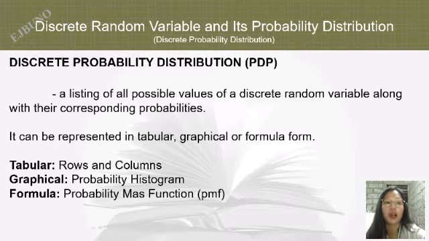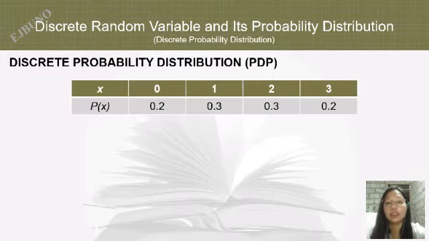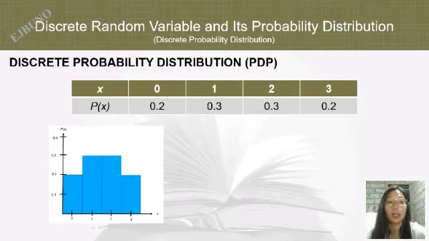The formula is the functional form of representation of a discrete probability distribution. It is usually called the probability mass function, or PMF. So, this is a discrete probability distribution. Yung x sa taas, that is the possible values, while the P of x, that is the corresponding probabilities. Then, the table is the example of tabular, while the graph is graphical, and on the right side sa baba is example yung formula.